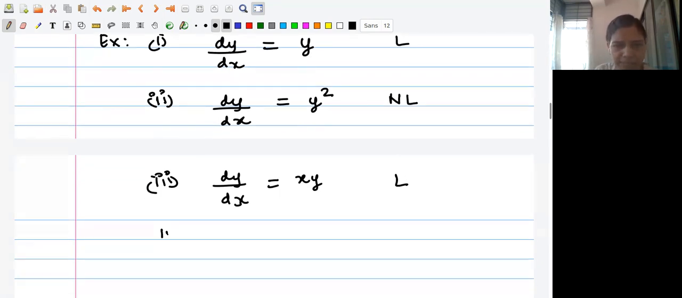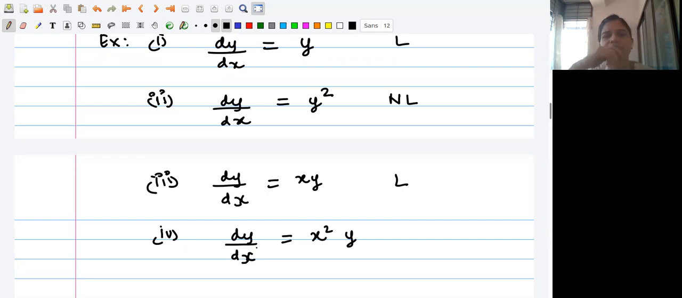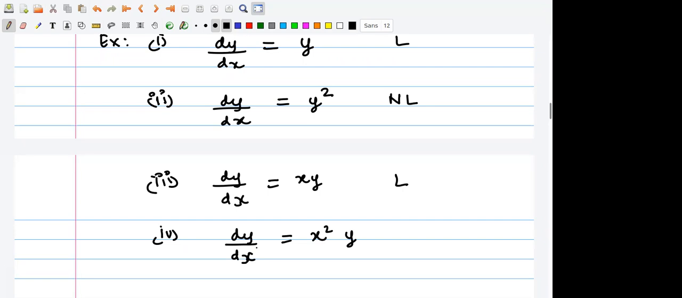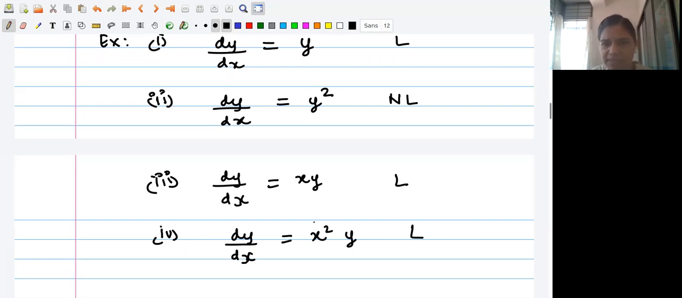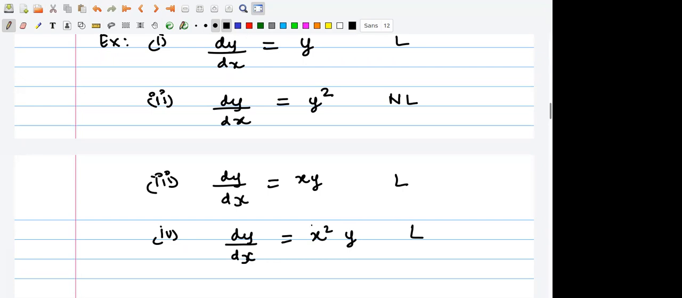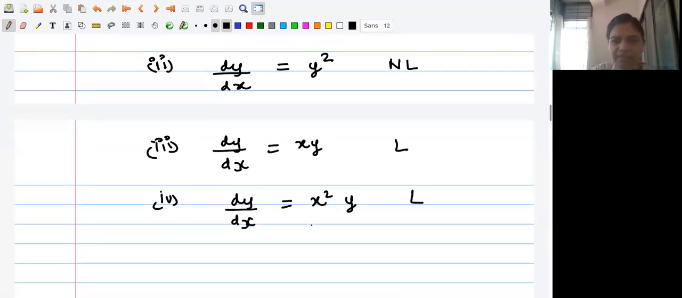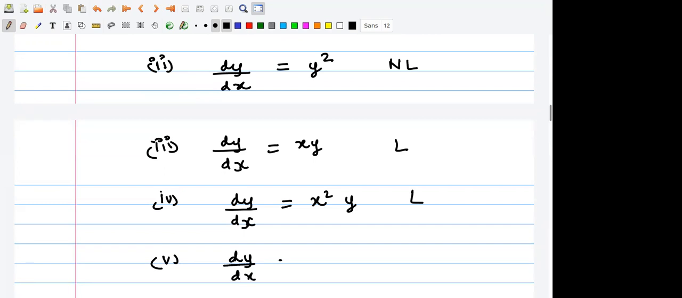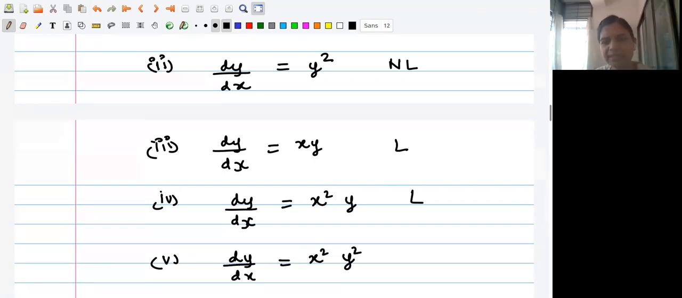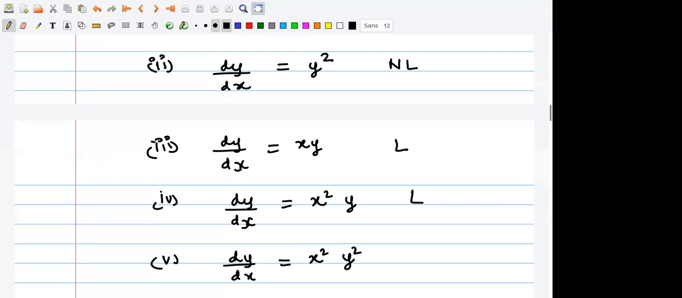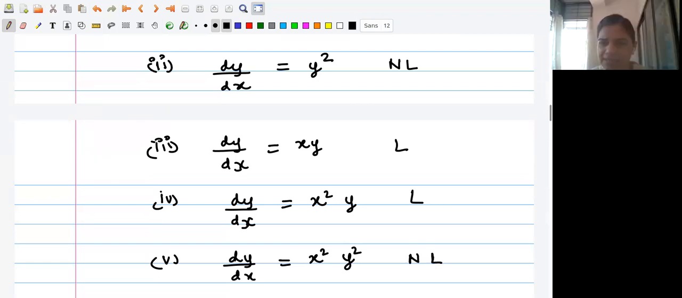Let's run over one more example: dy by dx equal to x square y. Is this linear? Yes, linear. This still continues to be linear because the unknown function here is y. Y is linear; x square doesn't matter, that's the independent variable. Is that okay? Let's take one more example: dy by dx equal to x square y square. Is this linear? No, ma'am, non-linear.